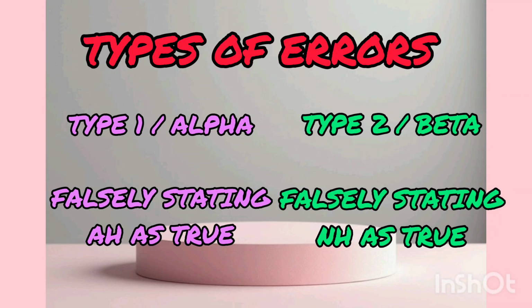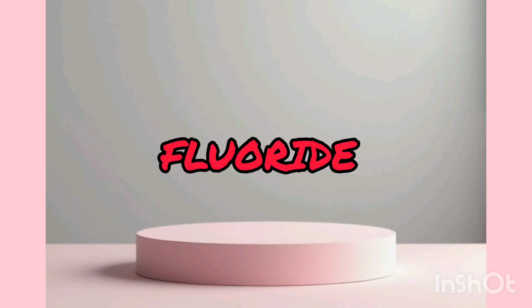Another important viva question is, what are the two types of errors in biostatistics? So we have type 1 or alpha error, which is falsely stating alternative hypothesis to be true. Another, we have type 2 or beta error, which is falsely stating null hypothesis to be true.